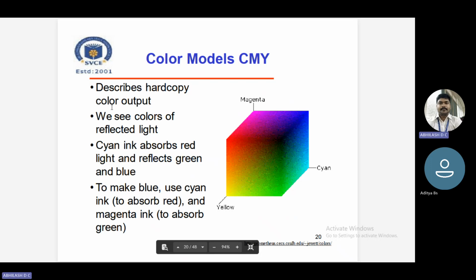So it describes the hard copy color. In the output, we see colors of reflected light. We actually see the cyan ink absorbs the red light and reflects the green and blue. To make blue, use cyan ink to absorb the red and magenta ink to absorb the green. So this is the negative or the subtractive color model of CMY. CMY stands for cyan, magenta, and yellow.